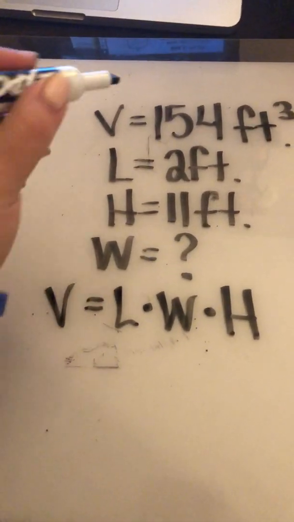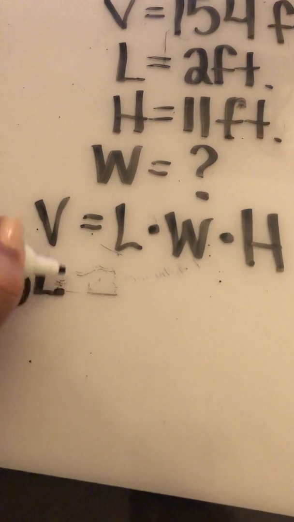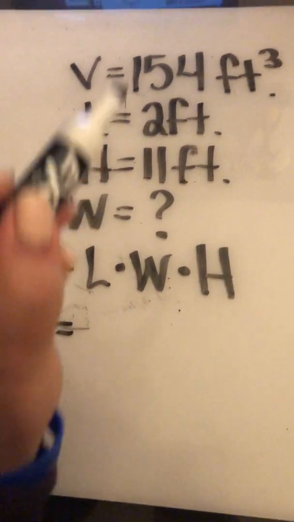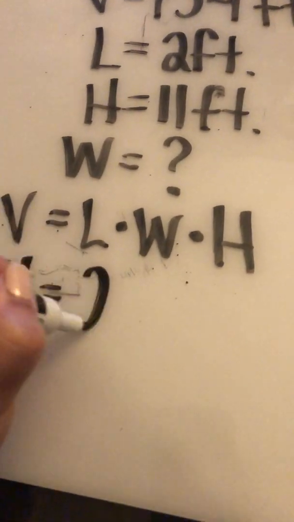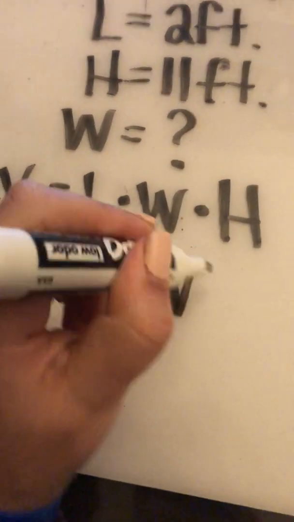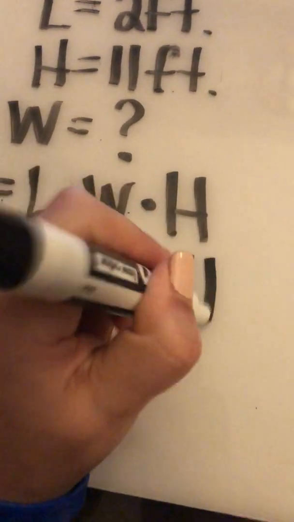So let's see, we were given the volume. The volume is 154. So instead of writing V, I'm going to write 154. We were given the length, which is 2. So instead of L, I'm going to write 2. We don't know what the width is, so I'll leave that as the variable. And we know the height is 11.